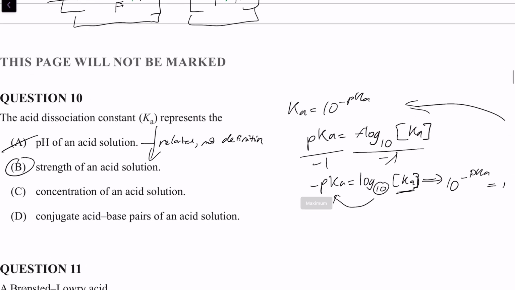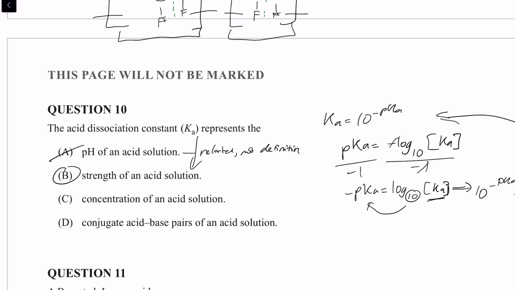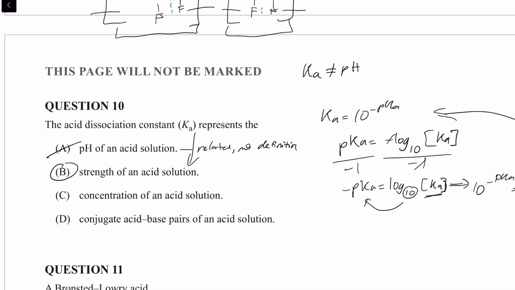Okay, we have to use it in a formula to get to it, but it's not saying that Ka is equal to pH, right? So that's why it's not A. C, concentration, Ka is independent of initial concentration. So it is not C, because Ka is talking about concentration of an acid solution. No, Ka is independent, as I said, of initial concentration.